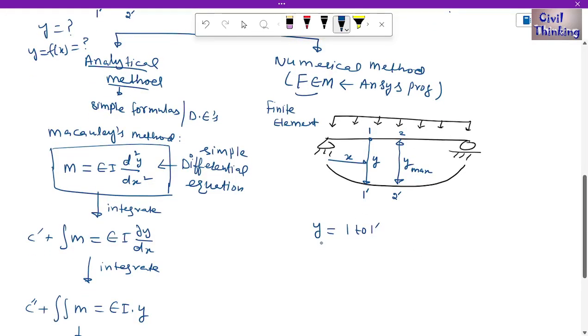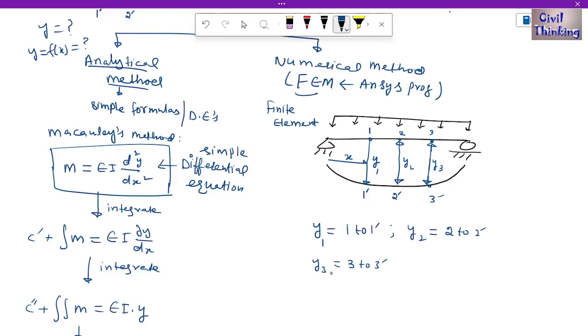For example, let us call this y1. Now let me call this y2. Let us say this is point 2, and it deflects to 2 dash. Here again the deflection is y3. So y1 is the deflection when point 1 moves to 1 dash. Y2 is the deflection when point 2 on this beam moves to 2 dash. Similarly, y3 is the deflection when point 3 moves to 3 dash.